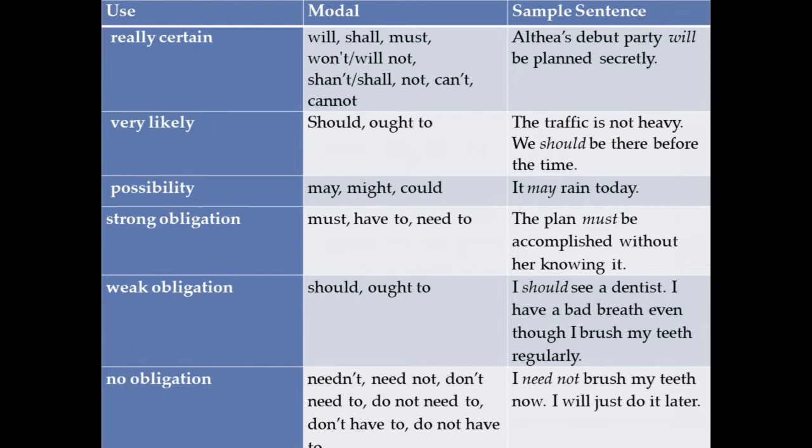Next, strong obligation. Modals: must, have to, need to. Sample sentence: the plan must be accomplished without her knowing it, so we use must as the modal. Weak obligation. Modals: should, ought to. Sample sentence: I should see a dentist. I have a bad breath even though I brush my teeth daily, so we use should as the modal.